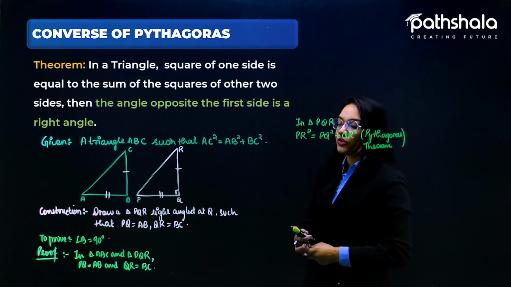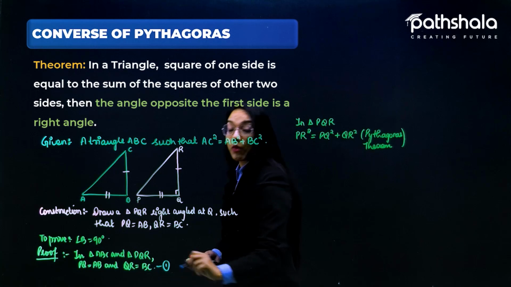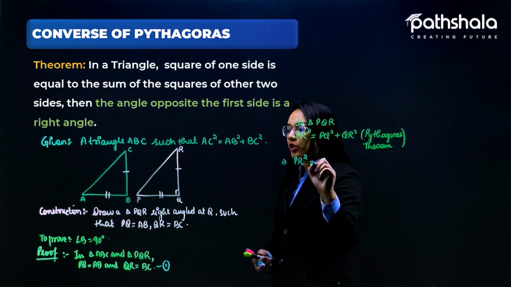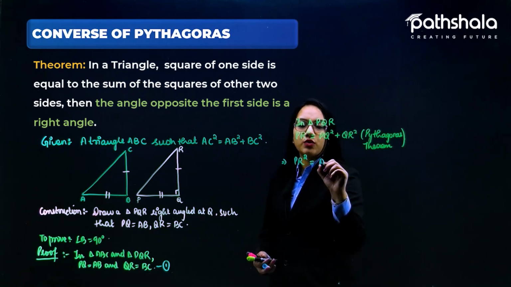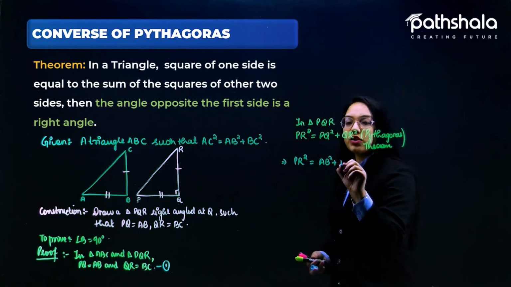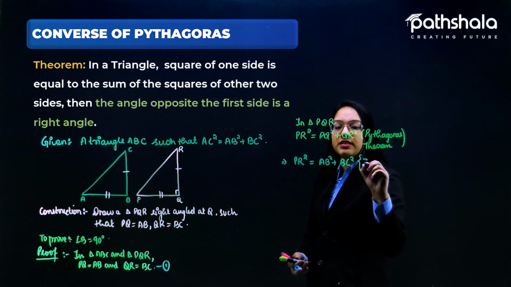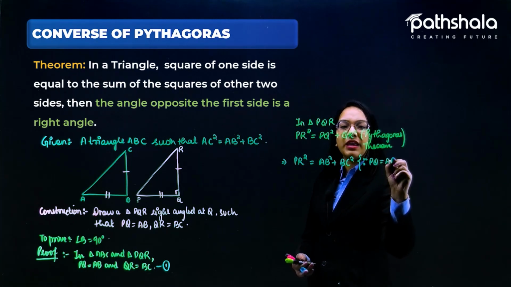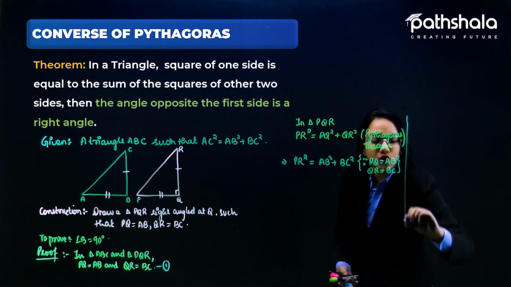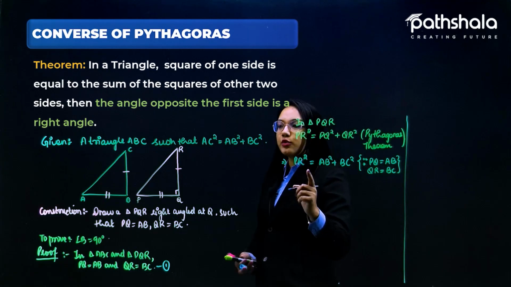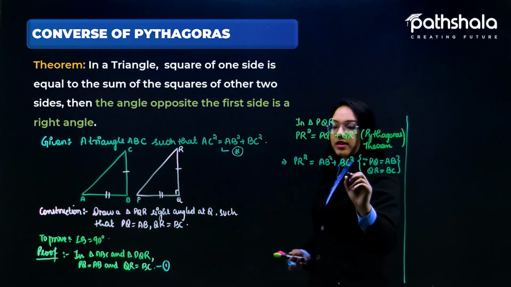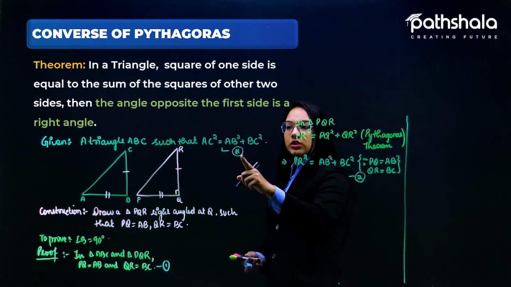Now, let me call this equation number 1. From equation number 1 we can write this statement as PR square is equal to PQ square plus QR square. In place of PQ we can take AB, so this would be AB square, plus, in place of QR we can take BC, so this would be BC square, since we know that PQ is equal to AB and QR is equal to BC. Now let's talk about the further one. Let me call this equation star and the other equation number 2. What can we say about these two?